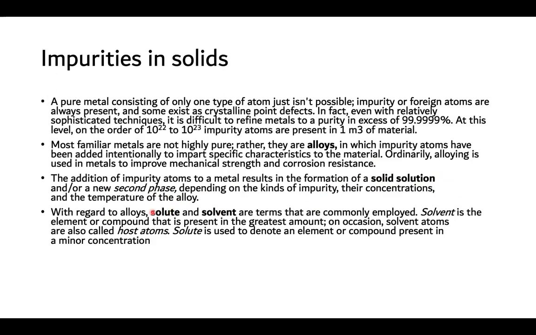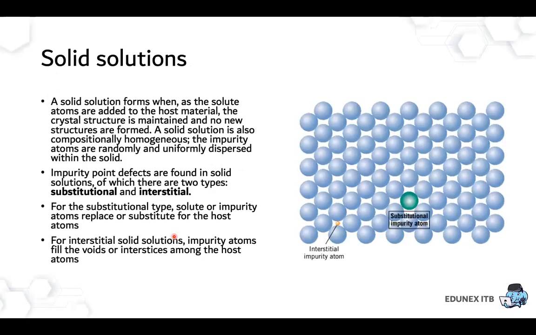The solute is the small substance, and the solvent is the larger part. Okay, so this is what it looks like as a solid solution. In the previous slide we used self-interstitial, but it is unlikely because you have to crowd one atom into the vacancy here. But what we can do is put an interstitial impurity atom. Okay, so what is an interstitial atom? In an interstitial atom, the impurity atoms fill the voids or interstices among the host atoms.